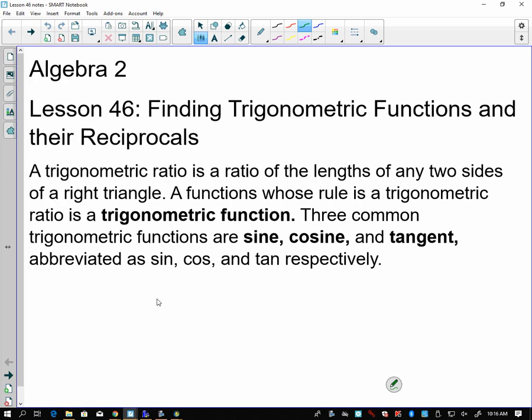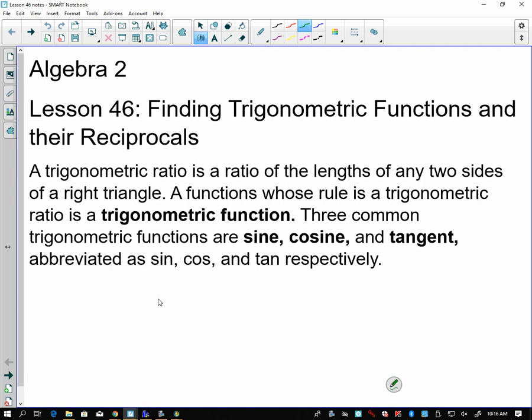Algebra 2, lesson 46, we're going to be talking about finding trigonometric functions and their reciprocals. Now, reciprocals isn't too hard. Reciprocals are we just flip it, right? But trig functions are three things: sine, cosine, and tangent. And you've got to get these three things down, because you're going to use it a lot.